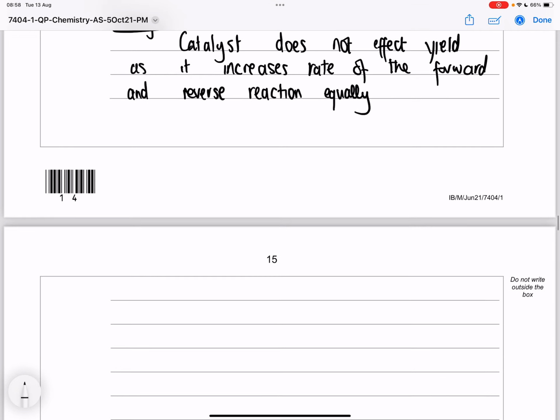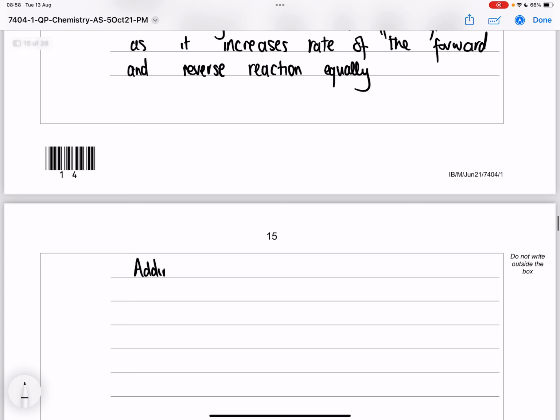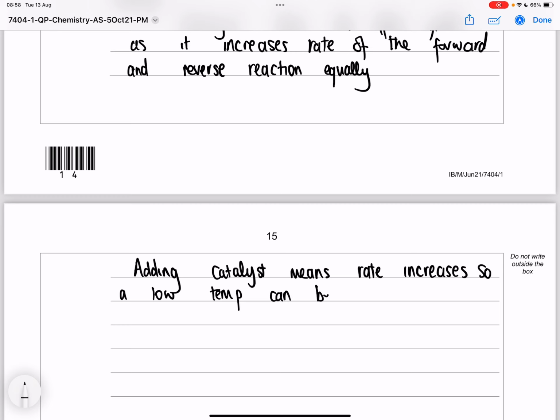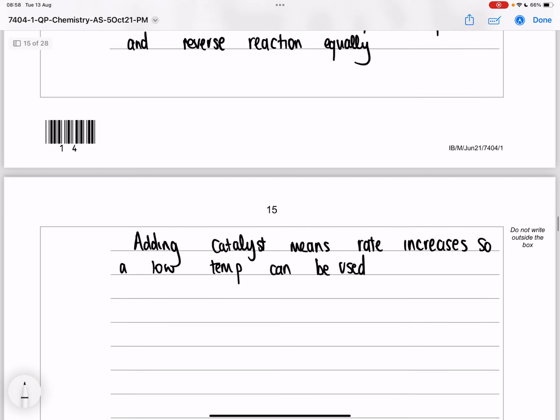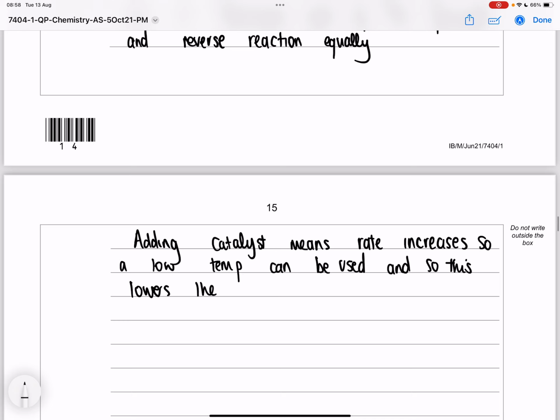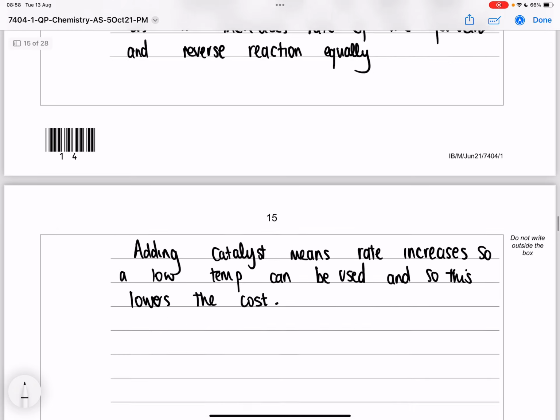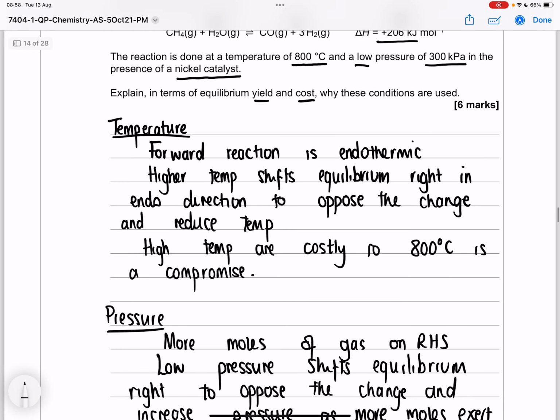Why then would we add a catalyst? Well, adding the catalyst means rate increases. So we needed a high temperature here. So by increasing the rate, a lower temperature can be used for rate purposes. And as a result, this lowers the costs. So we've explained the effect on yield and cost of the conditions that are used.